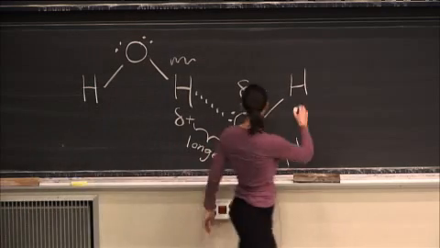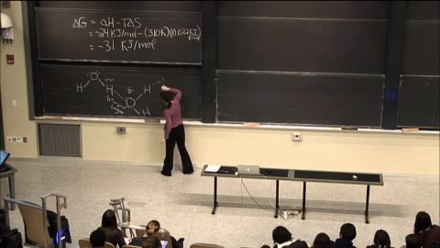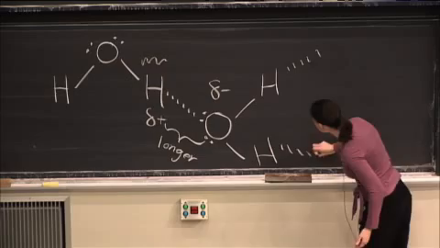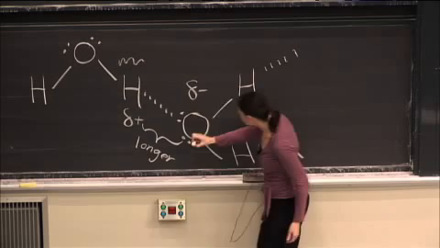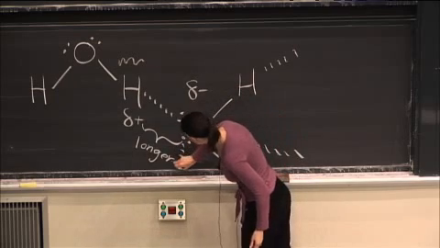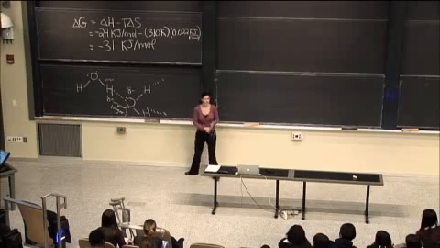Hopefully you can also see that if we're focusing on any single water molecule, we could also form hydrogen bonds with other water molecules with either of these two hydrogens as well, and also with our other lone pair here. So any water molecule can actually form 4 different hydrogen bonds.